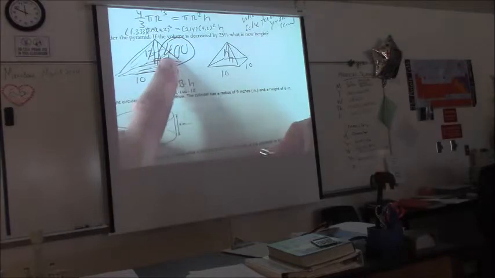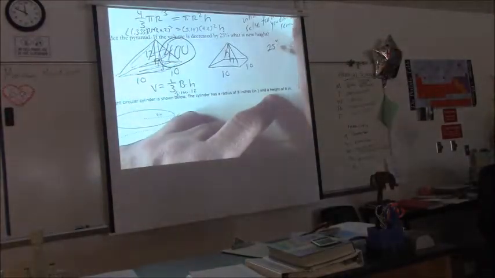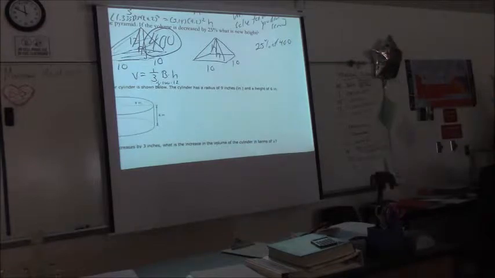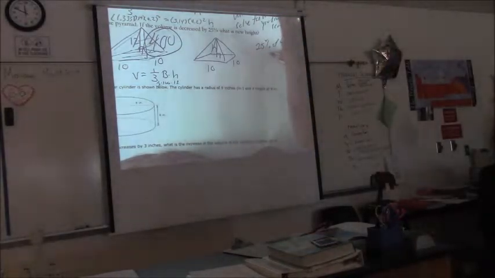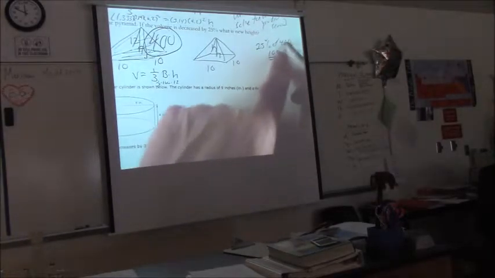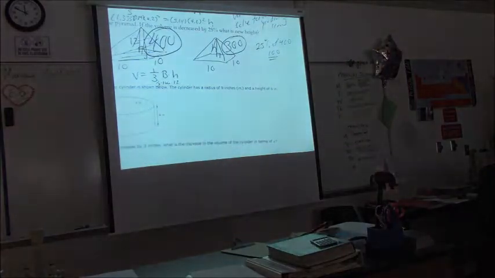So now you're going to decrease it by 25%. That means take 25% away. 25% of what? 25% of 400. So what's 25% of 400? It's 100. And so you're going to take that away. So what's the volume of this one now? The volume of this one is 300.